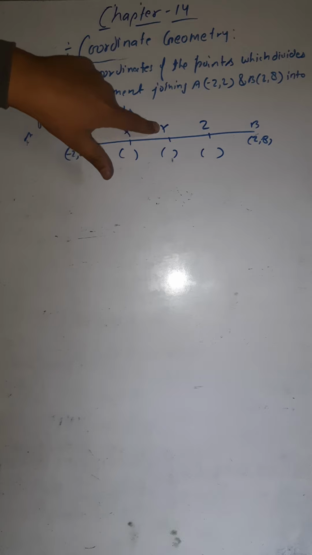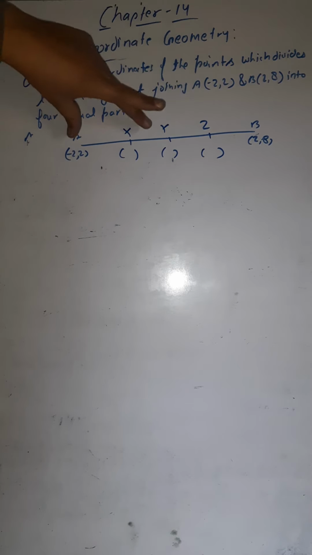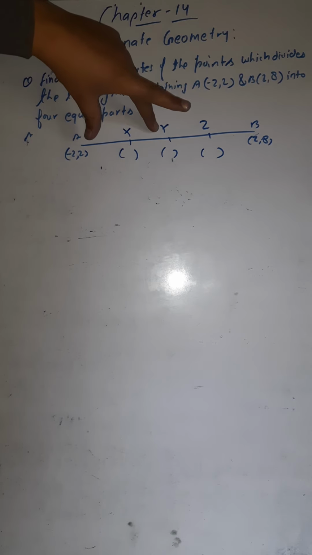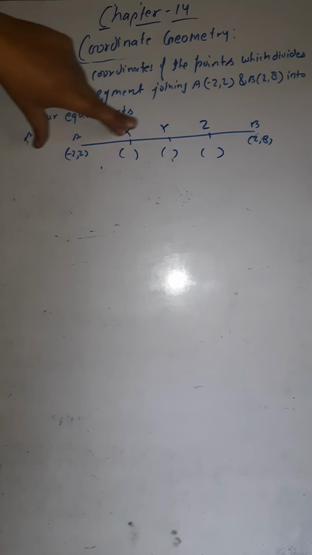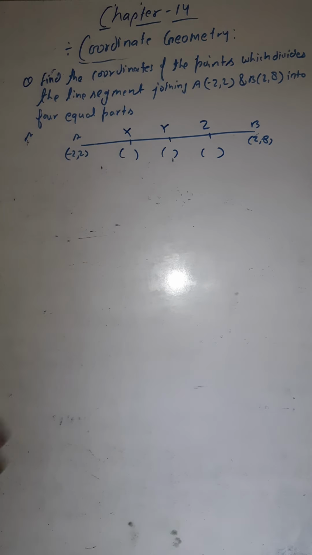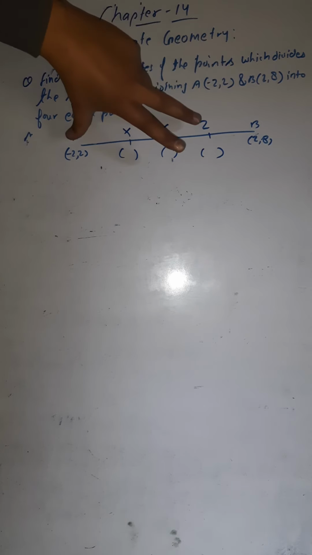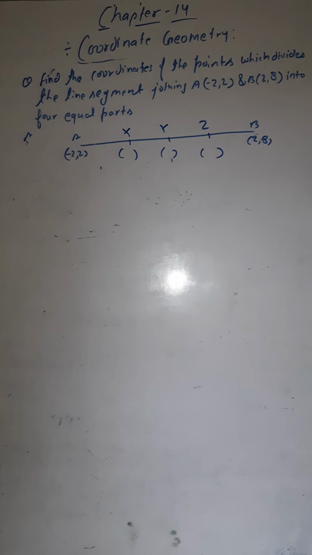Now to find the coordinates of Y, what is m1 and what is m2? Both m1 and m2 are 1. If you are taking Y, m1 would be 2 parts and m2 also 2 parts. So 2 by 2 means 1 by 1, so the ratio would be 1 to 1. Now for the point Z, m1 is how many parts here? 1, 2, 3. So m1 is 3 and m2 is 1. Okay, so let's start the question now.